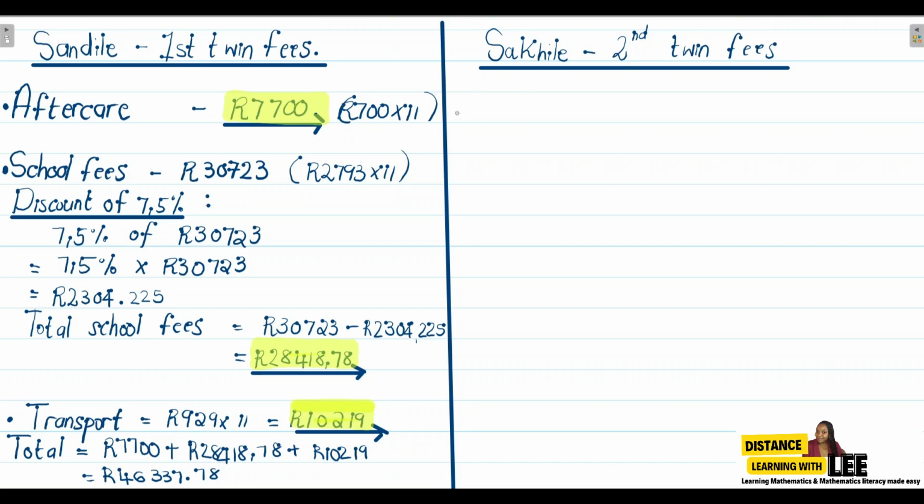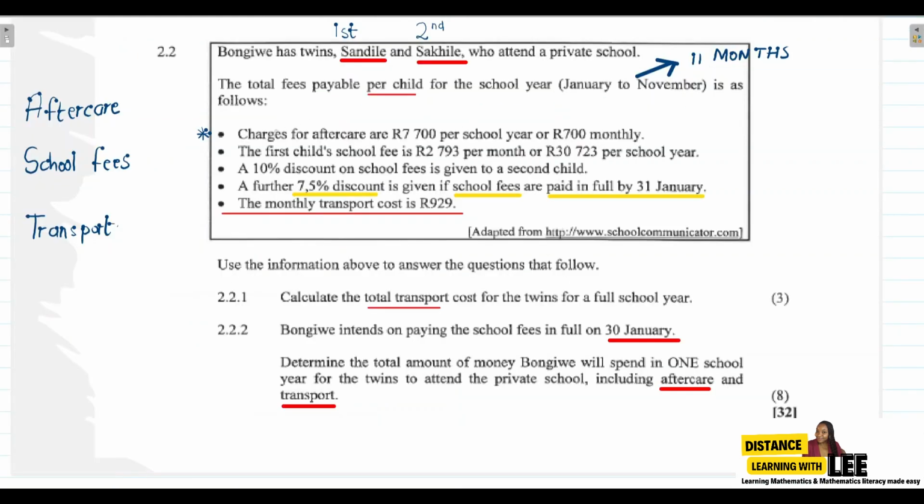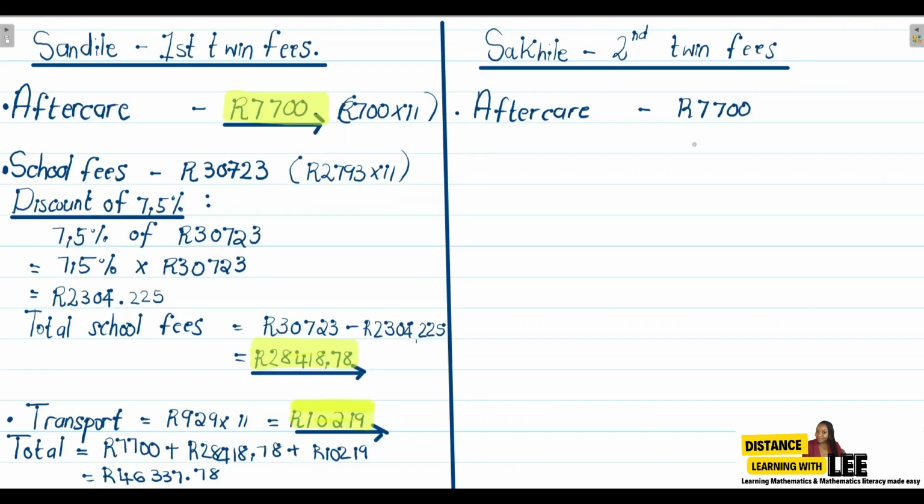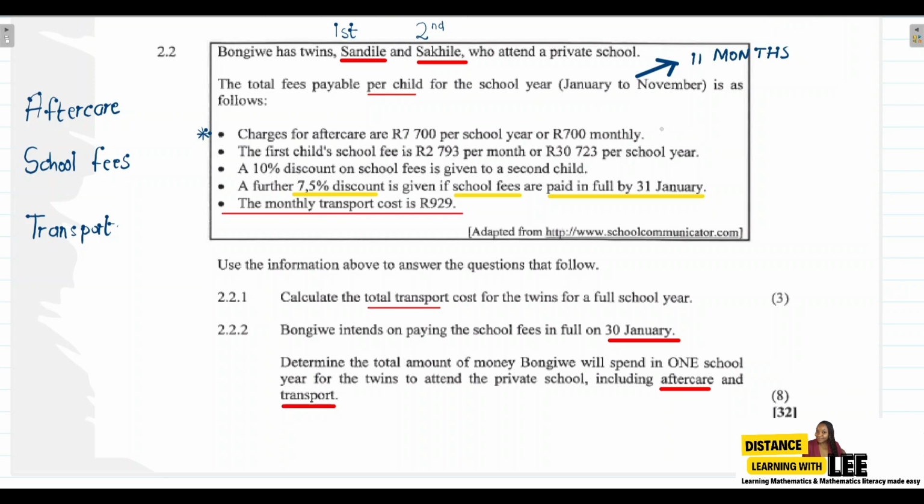What are his costs? So for the second twin, guys, the aftercare is still the same, because we were told that the charge for aftercare is still 7,700 per school year. And we already know how they got that 7,700. They took the monthly fee for the aftercare and multiplied it by the 11 months. Then let's go on to the total school fees that the second twin pays.